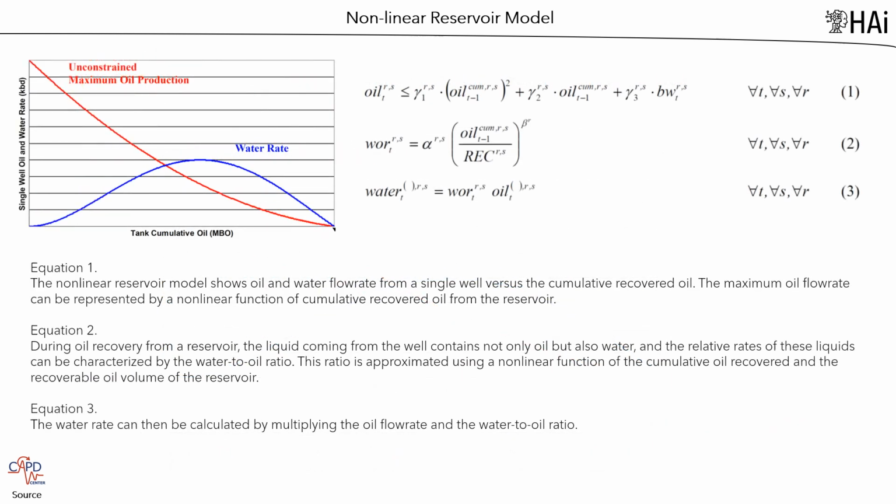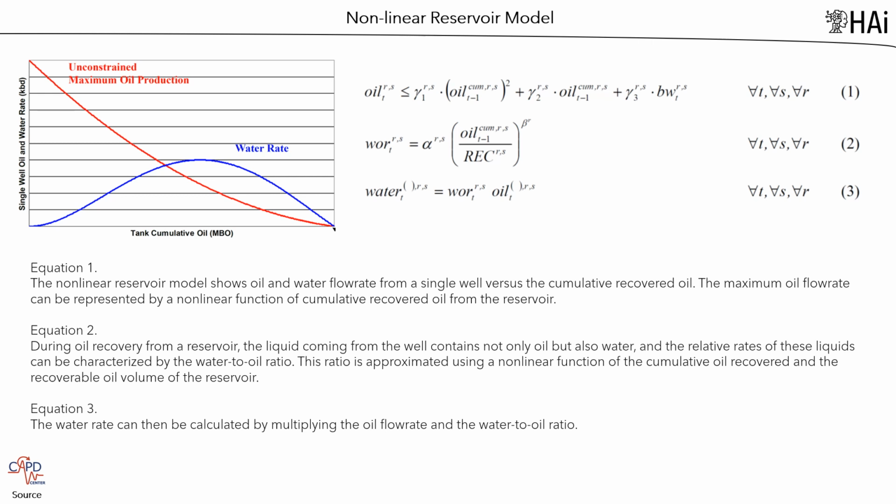The nonlinear reservoir model is based on three equations that represent the dynamic behavior of the reservoir, in terms of the proportions of oil and water that can be extracted. Equation 1. The nonlinear reservoir model shows oil and water flow rate from a single well versus the cumulative recovered oil. The maximum oil flow rate can be represented by a nonlinear function of cumulative recovered oil from the reservoir. Equation 2.